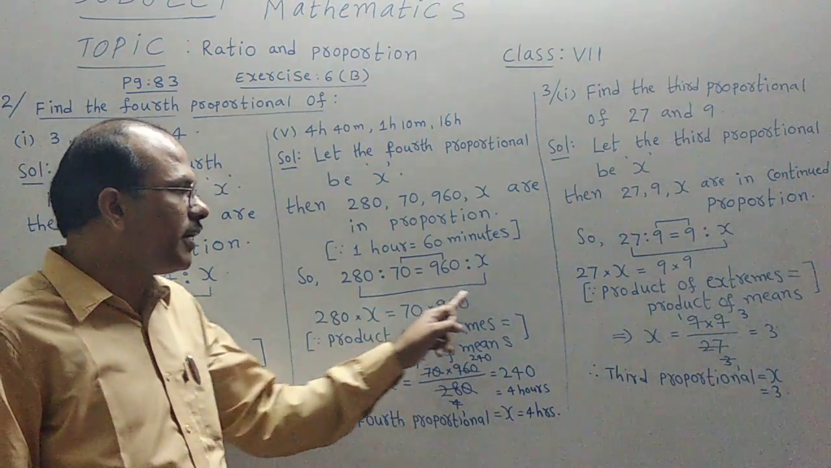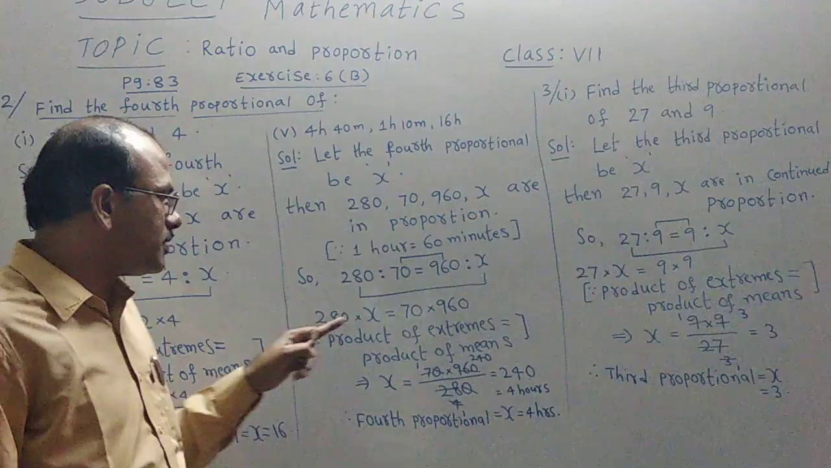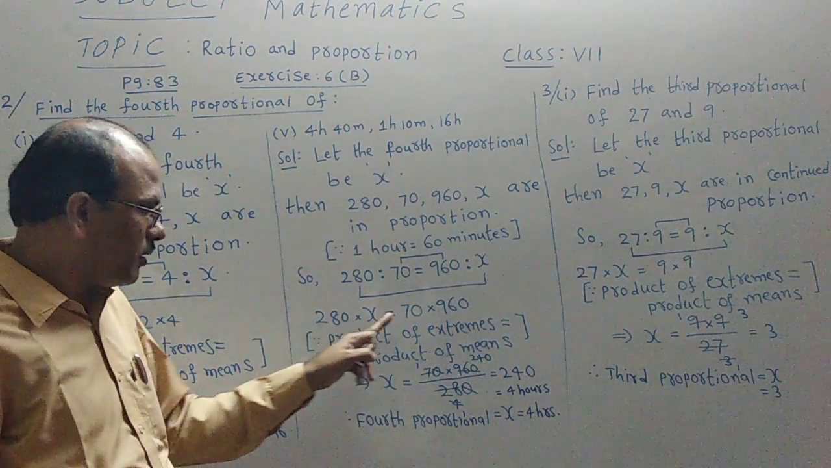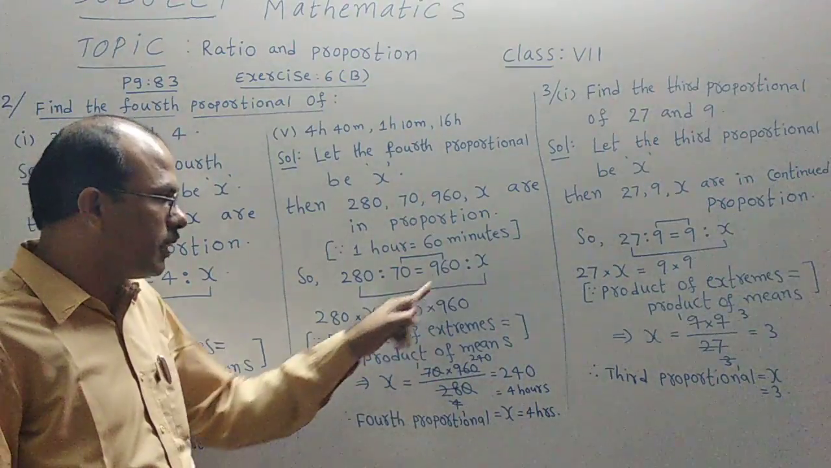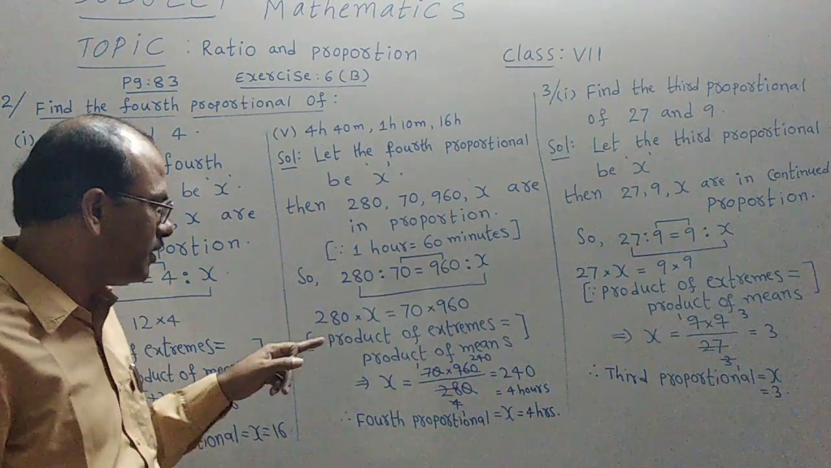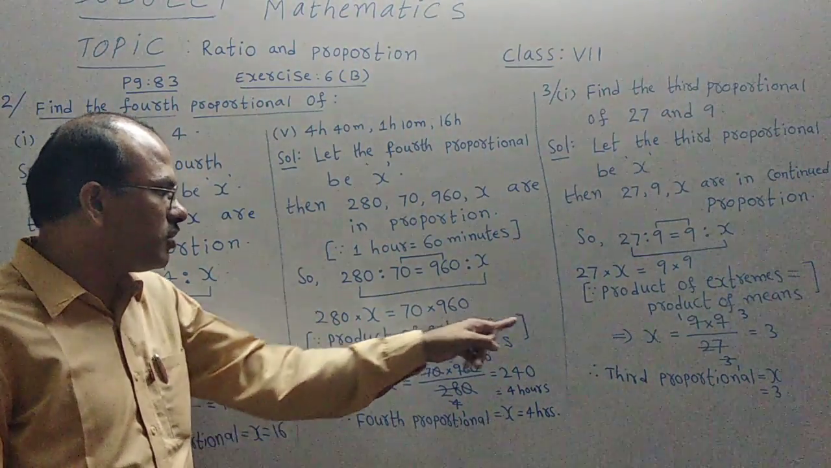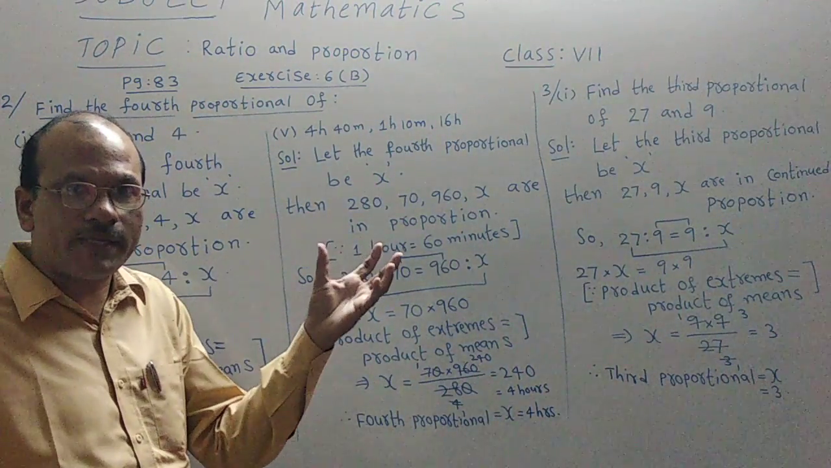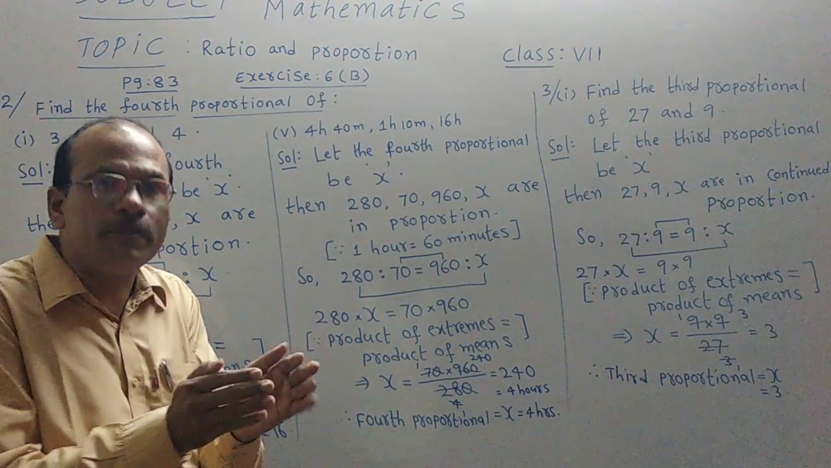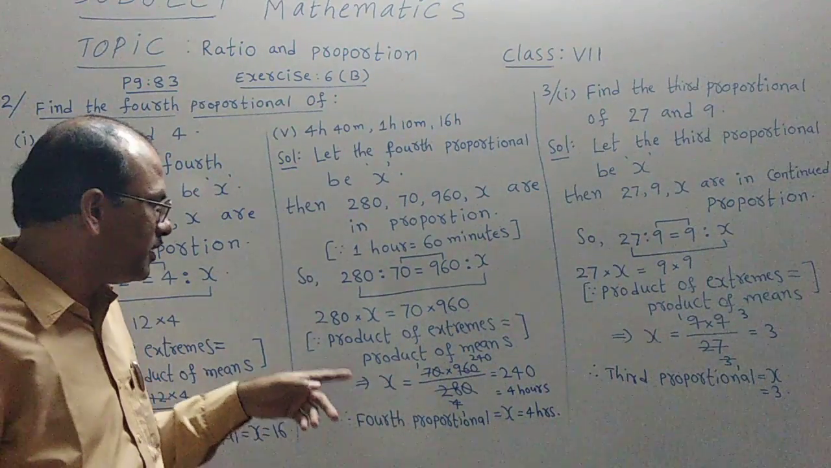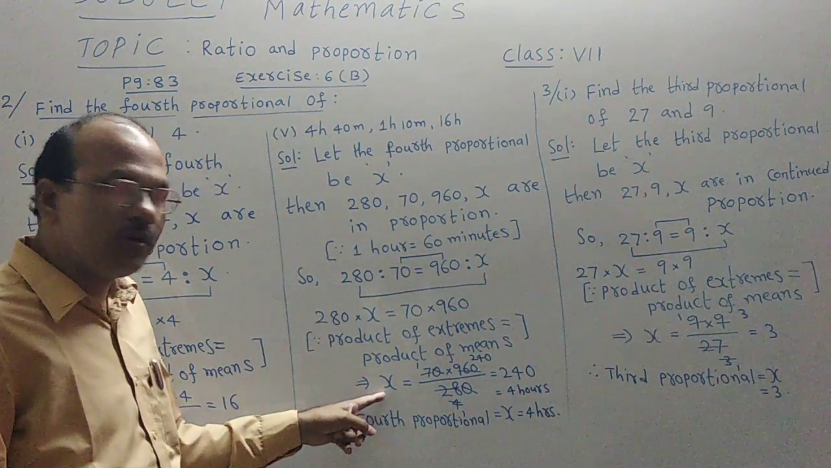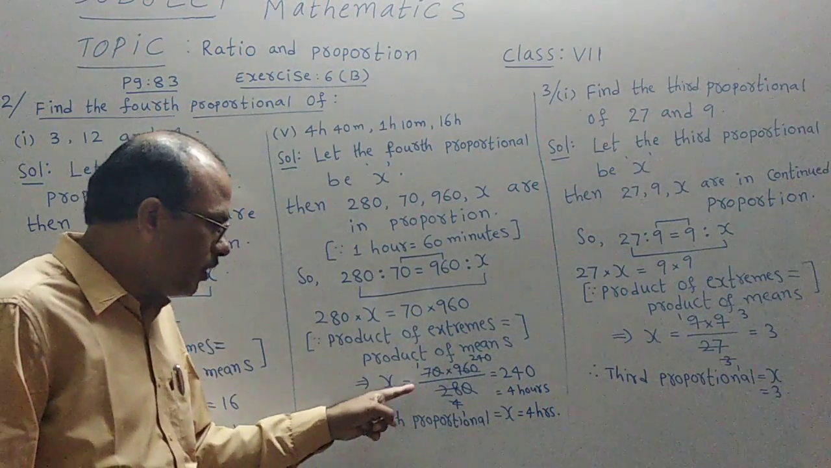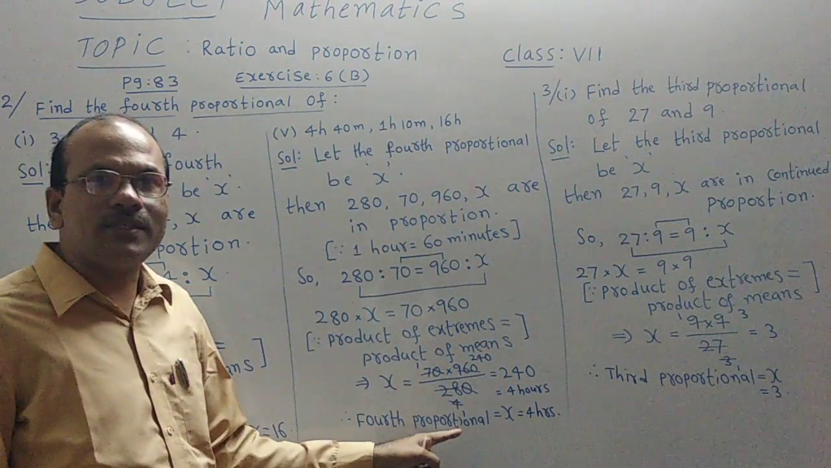Then I have arranged some line here, because 280 should multiply with x is equal to 70 should multiply with 960. Product of extremes is equal to product of means. Product of both the ends must be equal to product of the middle terms, that is means. So x is equal to 70 into 960 by 280.